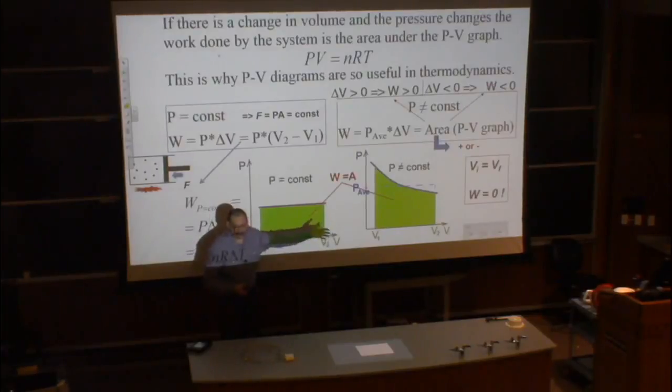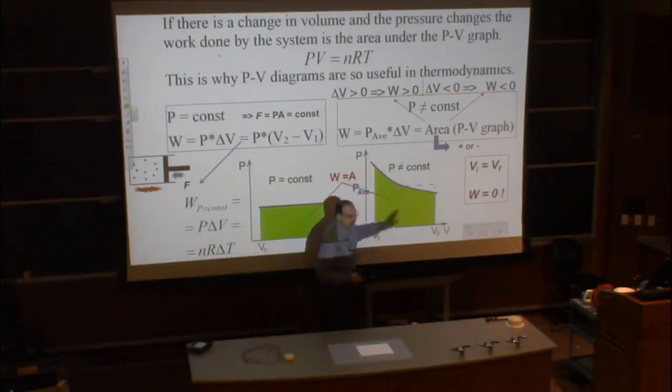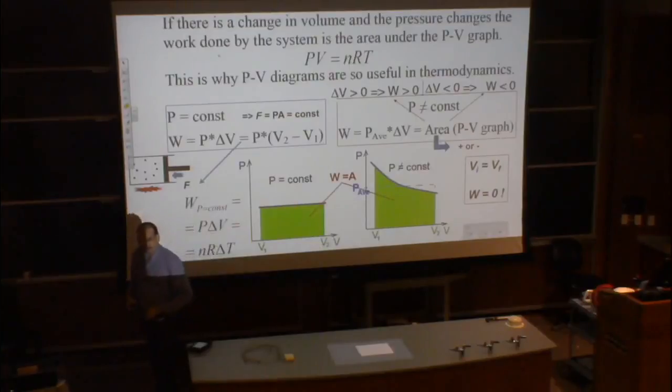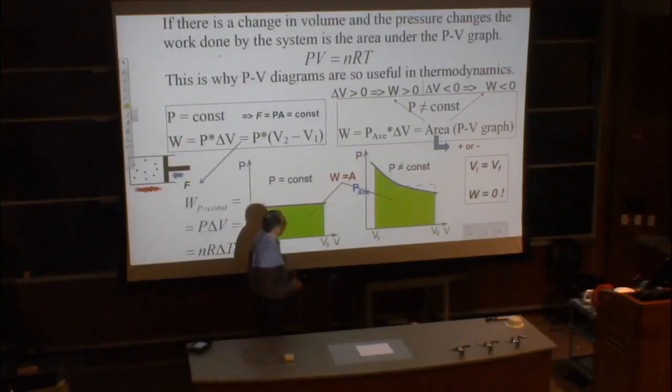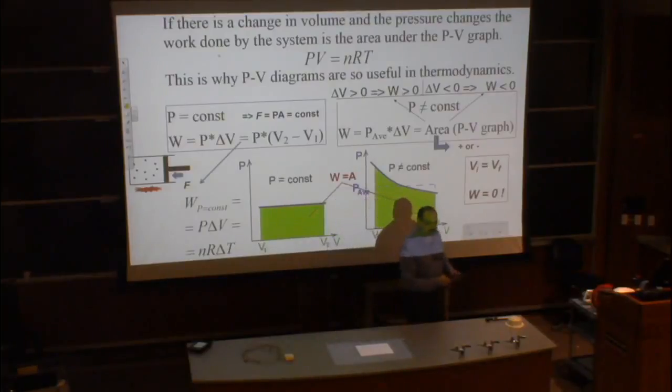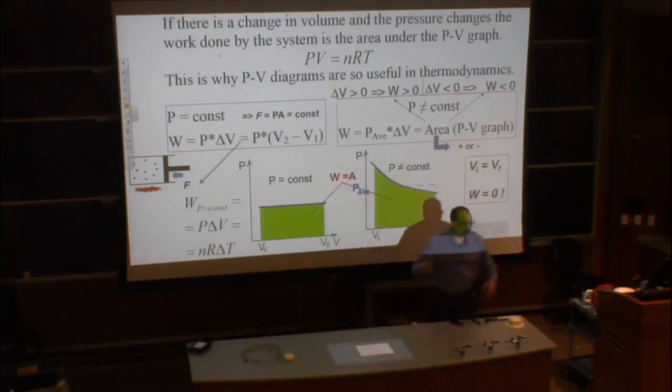But of course, we can make a generalization. If the pressure changes, we can always break it down into smaller processes. For each process, we can calculate the area, which will represent the tiny work done during that particular process, and add them up. So it turns out we can always calculate the work done by a system by calculating the area on this graph, the pressure as a function of the volume. So when the volume increases, like in this experiment, the system expands. It pushes on the objects around. So gas does positive work.